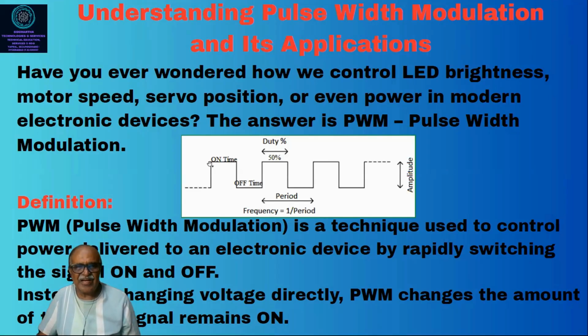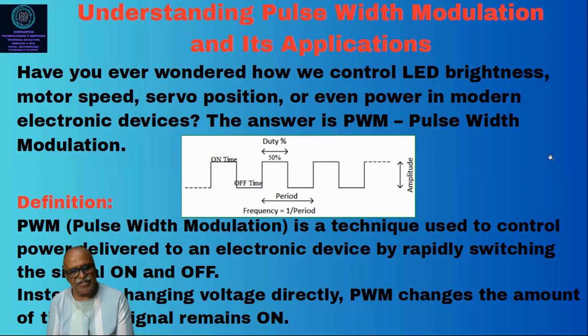There is a small graph here with pulses. On the top it is written on time, and on the bottom side it is written off time. This is the duty cycle, percentage wise. We will take the on time part as 50, and the period, the frequency, and amplitude. So basically it is on and off pulses. We'll come to the definition part now.